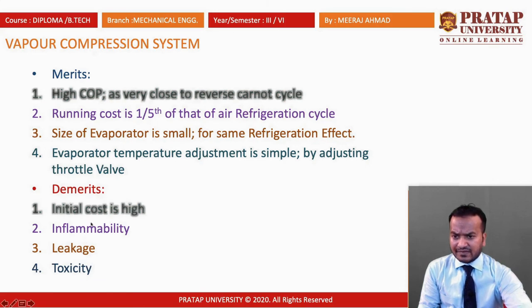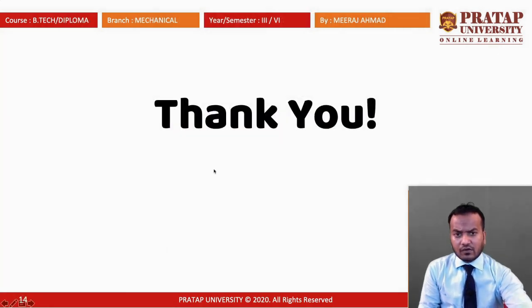Now, looking at the demerits, the initial cost of the VC cycle is very high. Then there is inflammability, so it can catch fire. If some leakage is there, it can catch fire. The selection of the refrigerant is very important in this VC cycle. Then the fourth is decay. A decay problem is also there, because in the compressor the decay of the refrigerant can occur, and there is also toxicity. Thank you. This is all for the tutorial lecture.